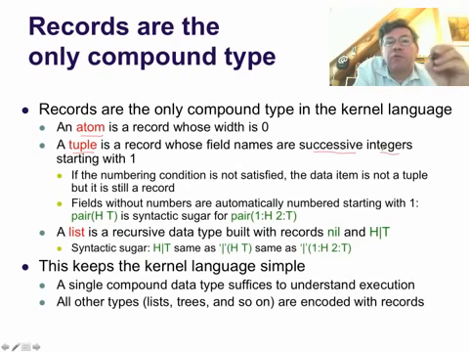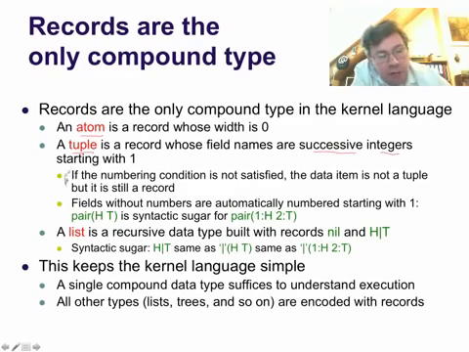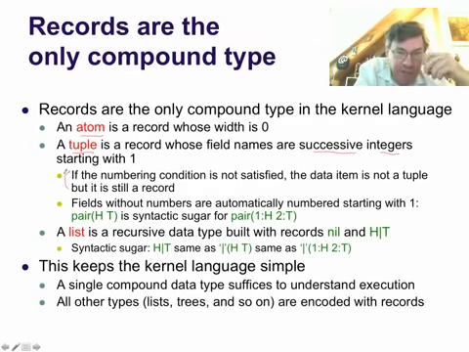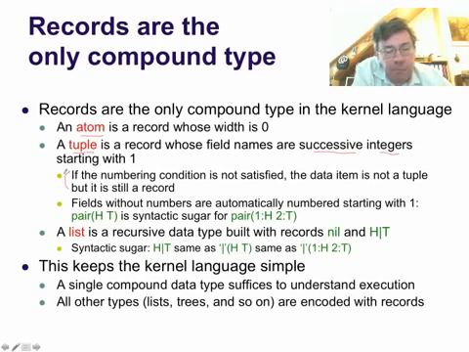So for example, 1, 2, 3, 4. If the numbering condition is not satisfied, if I have, for example, the fields 1, 2, 3, 5, then it's not a tuple, but it's still a record. And if I write a syntax and I don't put the field names in, they're automatically numbered starting from 1. So if I do pair H T, it's just syntactic sugar for pair 1 colon H 2 colon T.